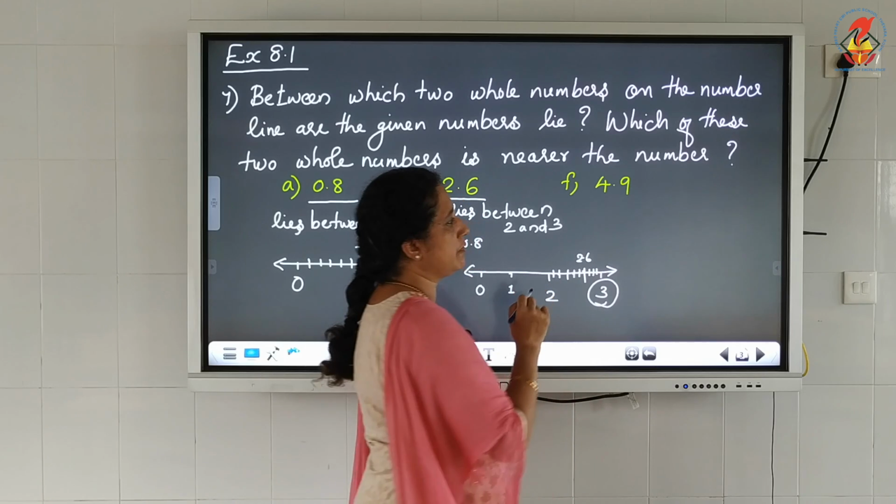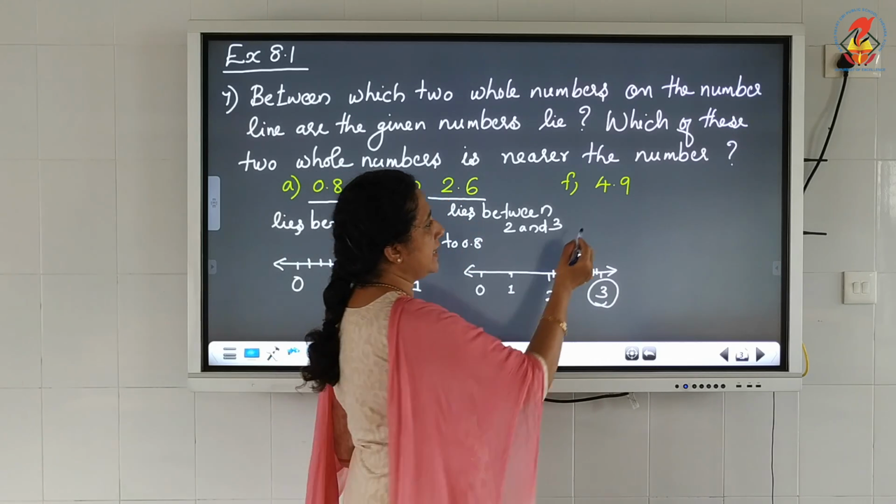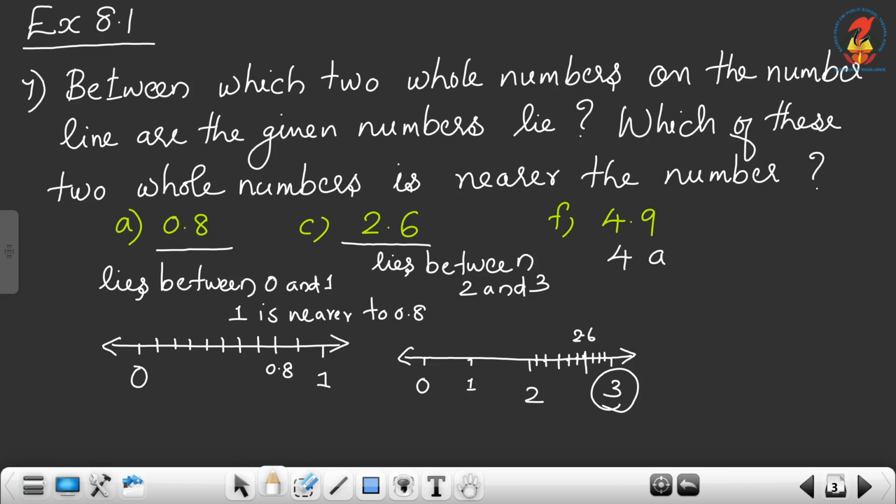Similarly, the third one, 4.9. 4.9 lies between 4 and 5, because 4 is the whole number part. So the next whole number is 5.